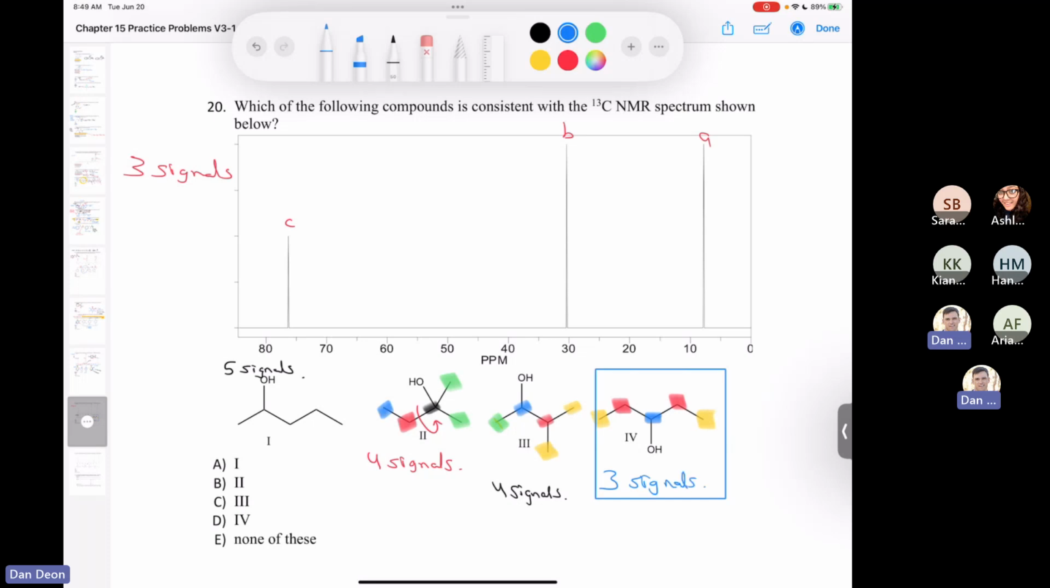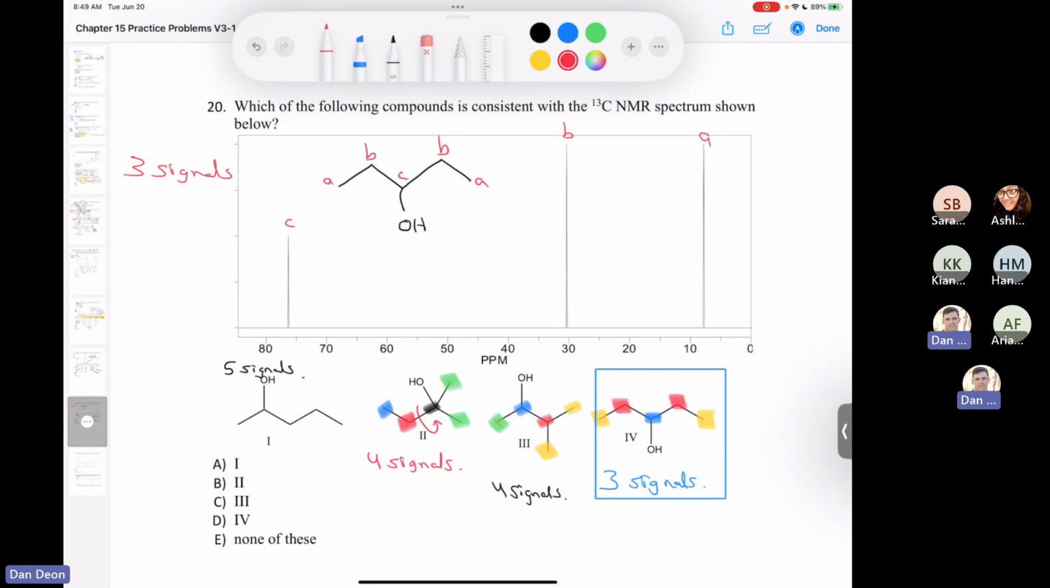So we'll put here 3 signals, like that. So if I redraw the compound on here, and I want to annotate it, the carbon that's going to be the most deshielded by far is the one that's attached to the oxygen. So we have C. The one that's least deshielded is the one farthest away from the oxygen, and then B would be the one that's somewhere in the middle, like that.